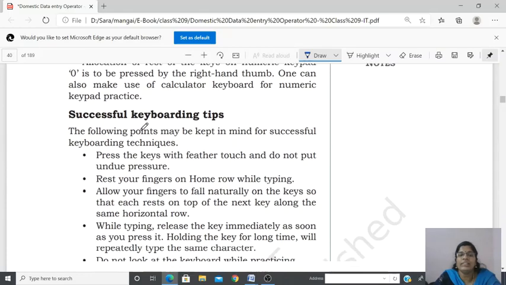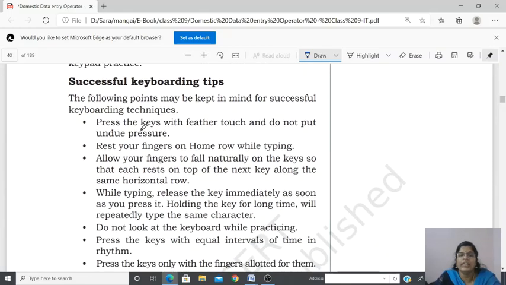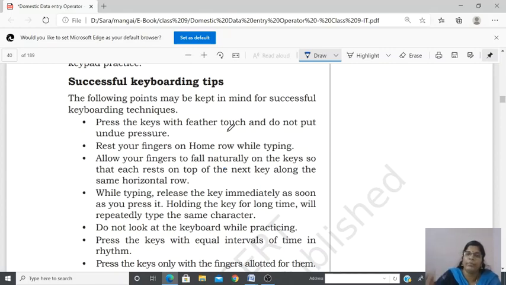Now, let's see the successful keyboarding skills. What are the successful keyboarding skills? The following points may be kept in mind for successful keyboarding techniques. If you keep all the points given here, you can go for successful keyboarding. Press the keys with feather touch and do not put undue pressure. How do you press the keys? Feather touch means a soft touch. Do not put undue pressure, don't give a long pressure, don't tap tap tap. Just give a soft touch with the fingers.